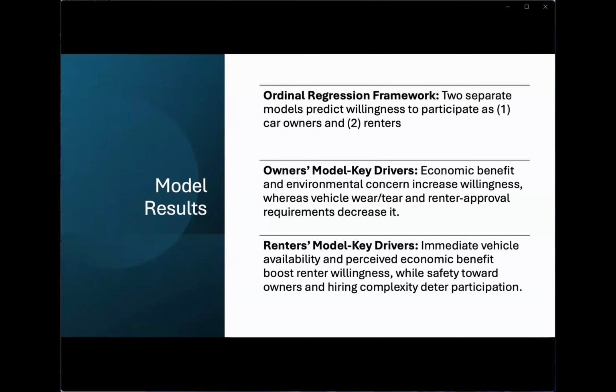Two ordinal regression models were developed to predict willingness to participate both as renter and as car owner. For the car owner's model, economic benefit and environmental concern increase willingness, while on the other hand, vehicle wear and tear and renter approval requirement decrease it. For the renter's model, immediate vehicle availability and perceived economic benefit boost willingness, while safety concerns toward owners and hiring complexity deter participation.